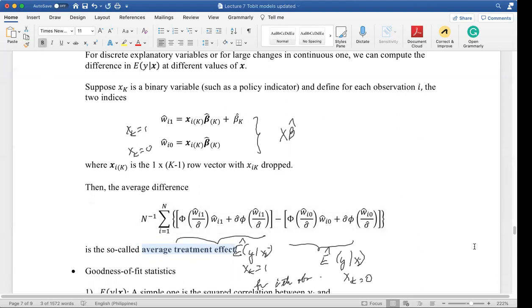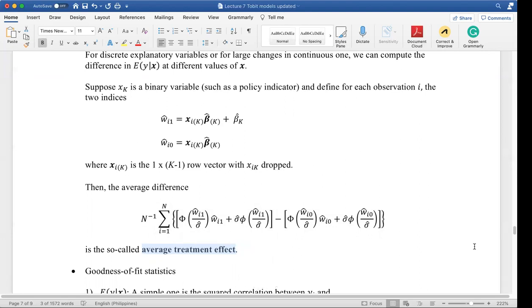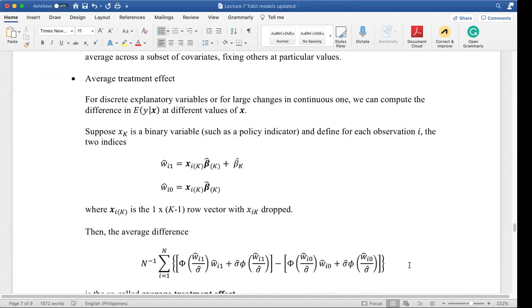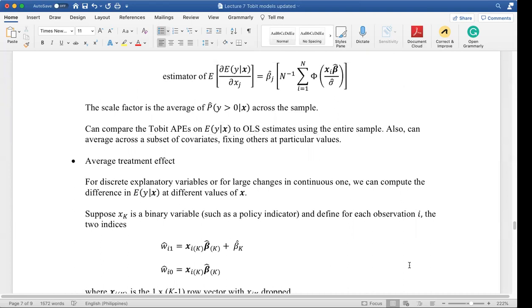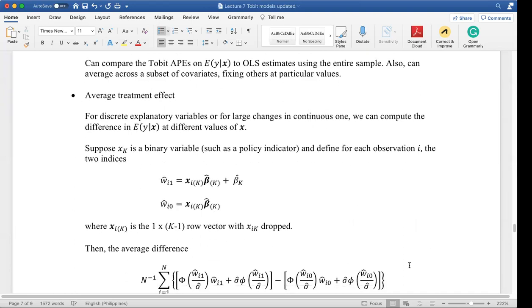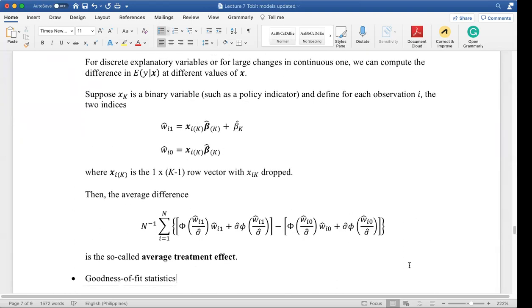Okay, is that clear? Yes, ma'am. Yes, po. Okay. So usually you encounter those three terms: the partial effect at the average, the average partial effect, and the average treatment effect when you go into project evaluation. Okay.